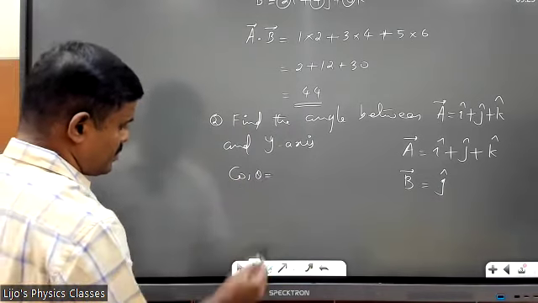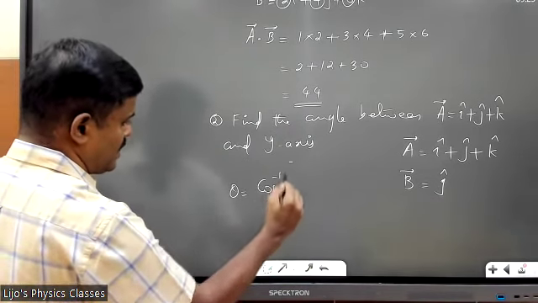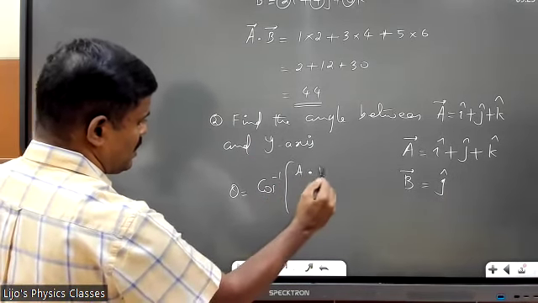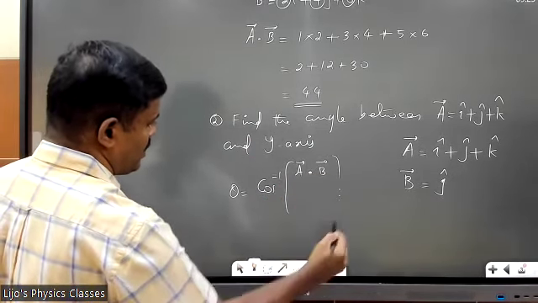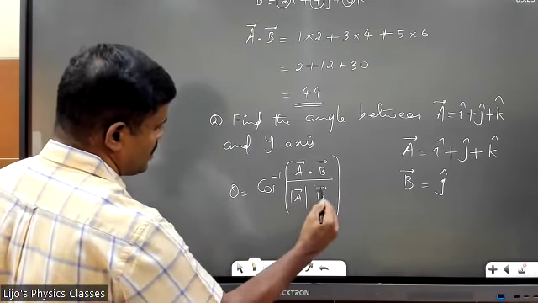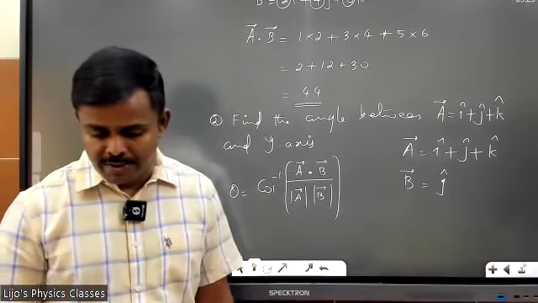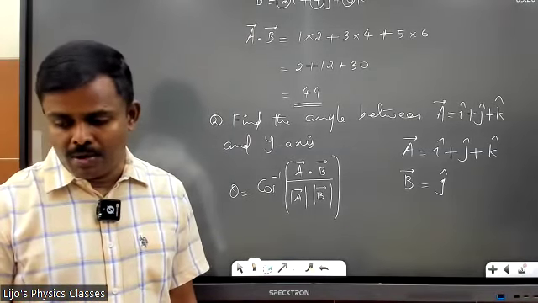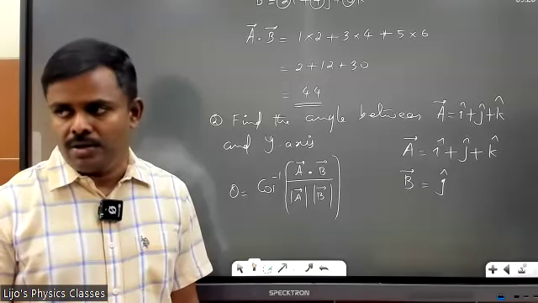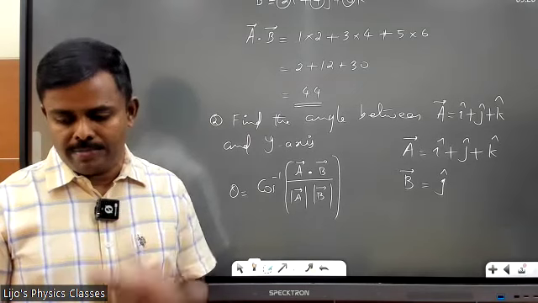Theta is equal to, we have an equation for theta: cos inverse of A dot B divided by modulus of A into modulus of B.